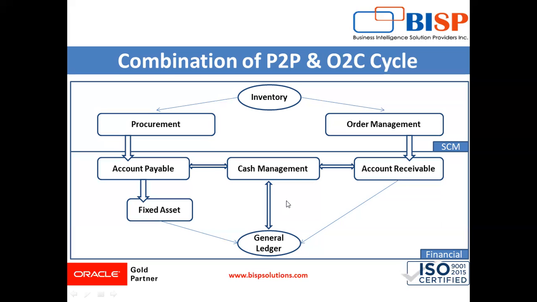Okay. So this is all about the P2P cycle and O2C cycle. Last but not the least, inventory, procurement, and order management are part of supply chain management. And accounts payable, fixed assets, general ledger, cash management, and accounts receivable are part of the financial applications. Okay. So this is all about the P2P and O2C cycles.